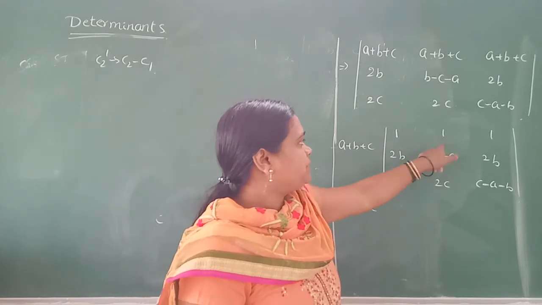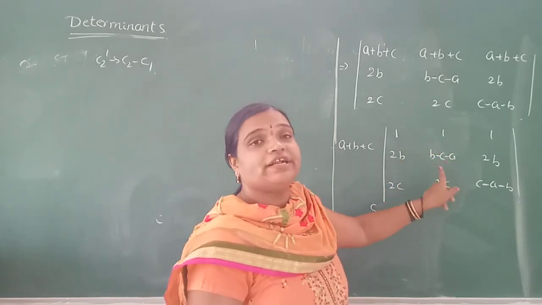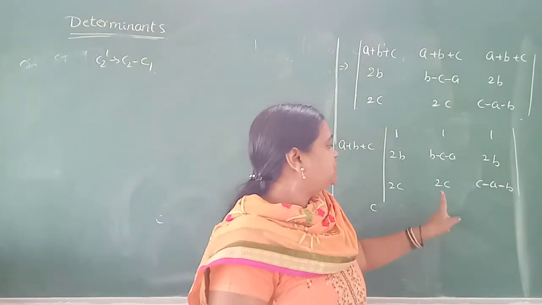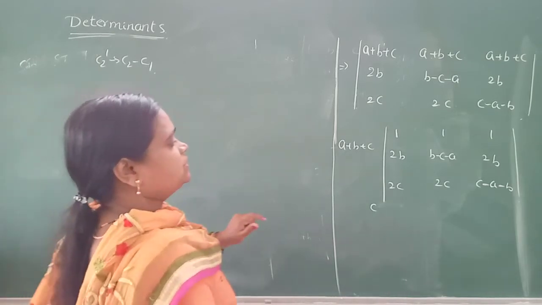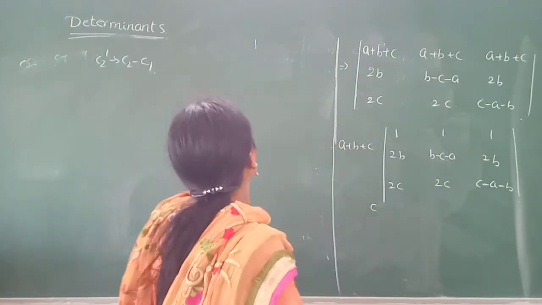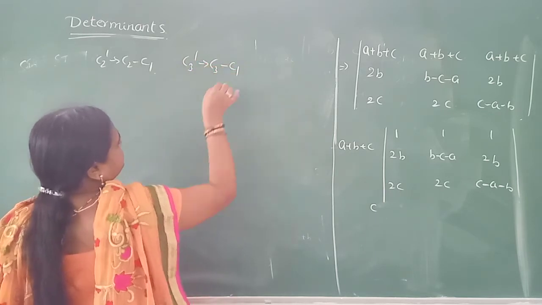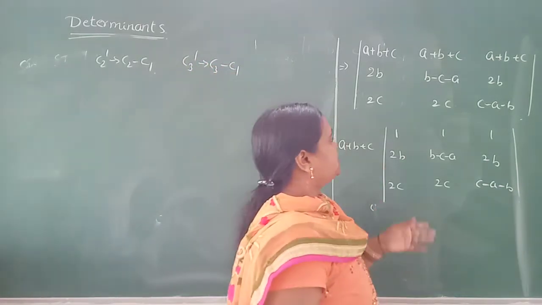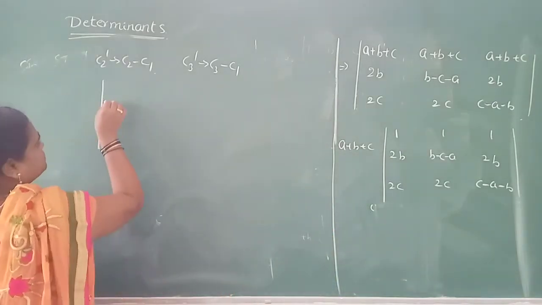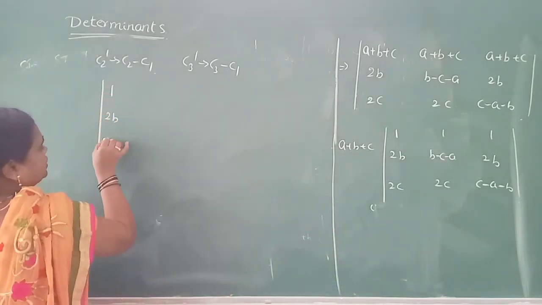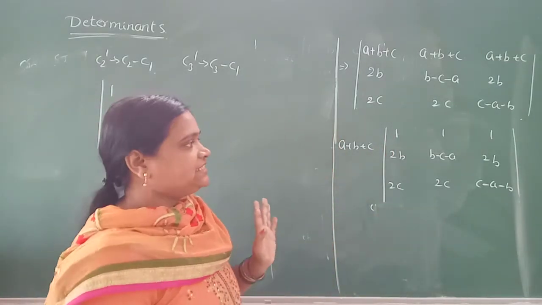Reverse form. 1 minus 1 is 0. B minus C minus A minus 2B, what will we get? Minus B minus C minus A. 2C minus 2C, what will we get? 0. Next, C3 to C3 minus C1. Which one is not changed here? The first column is not changed. Therefore, we are writing it as it is, first column 1, 2B, 2C. There is no change in the first column. Therefore, we are writing it as it is.